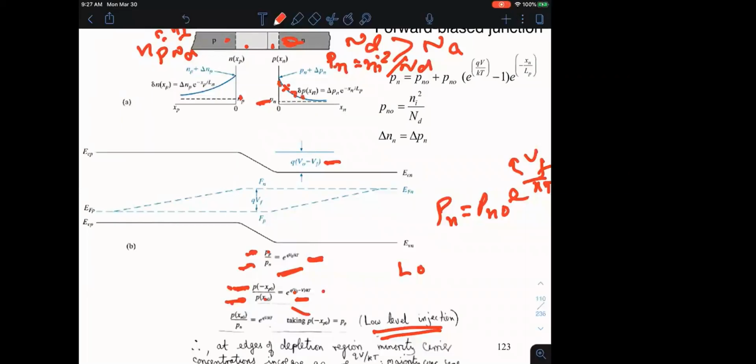Okay. Under low-level conditions, you assume, however, that the fractional change of the majority carrier N on the N side is negligible compared to the starting value. In other words, this delta N that I have to maintain space charge neutrality is much less than the starting value of electrons on the N side, Nd.